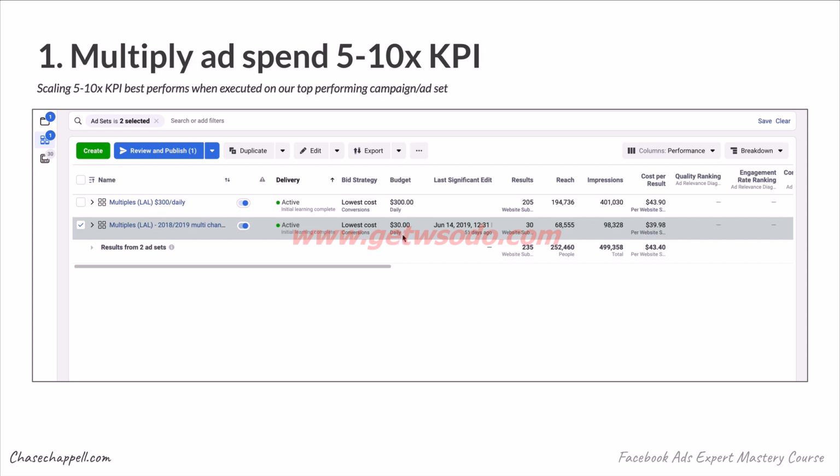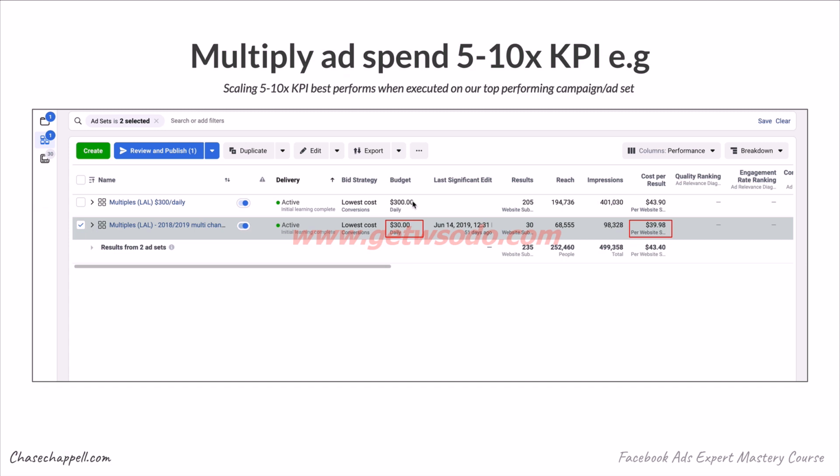And he's at $30 daily, and ended up using the 5 to 10 times KPI method and ended up duplicating it. And the daily budget is $30 right now, and he's at a $40 cost per result, duplicated it, and scaled it up by 10 times. So 30 times 10 scaled him up to $300 daily spend. And you'll notice here that the cost per result really only went up about $3.